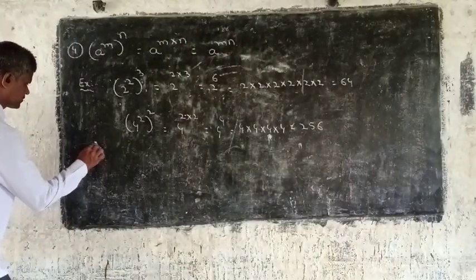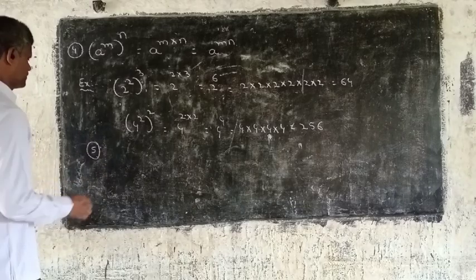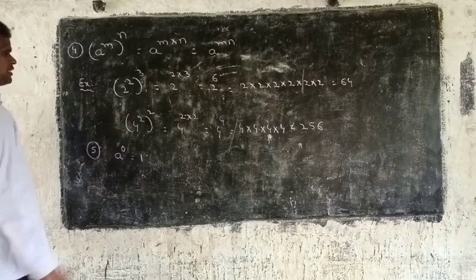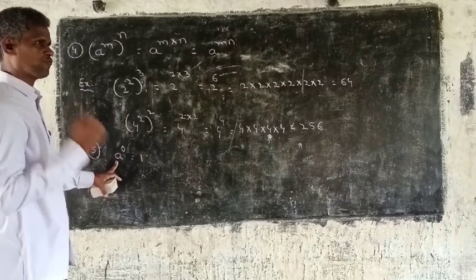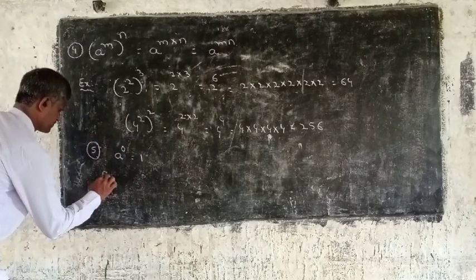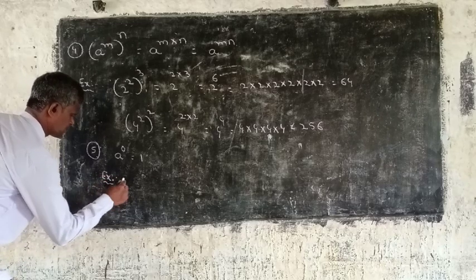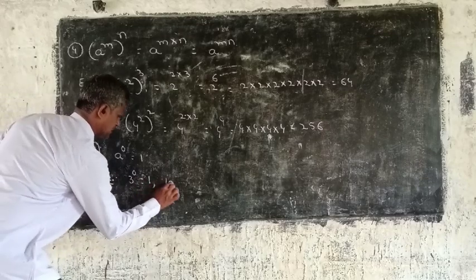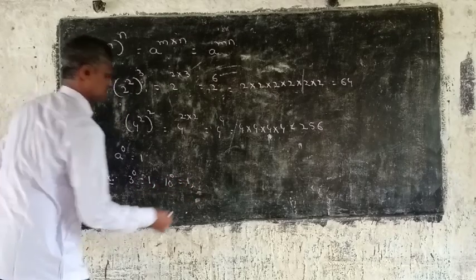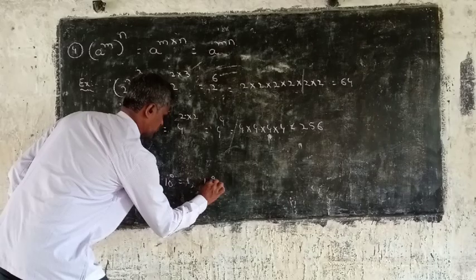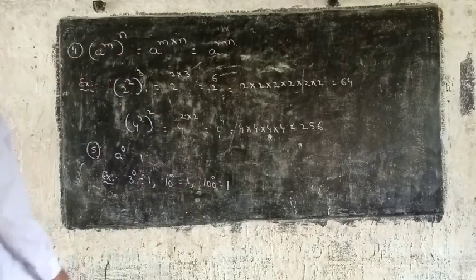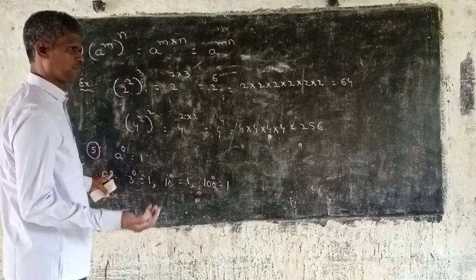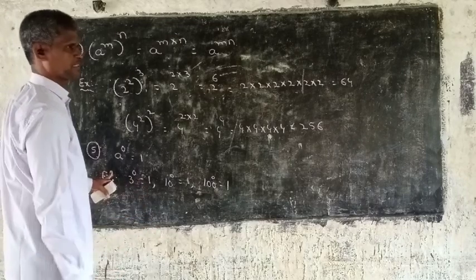Next, fifth one, a power 0 equals 1. Any power 0 equals 1. 3 power 0 equals 1, 10 power 0 equals 1, 100 power 0 equals 1. Any power 0 equals 1: x power 0 is 1, p power 0 is 1, y power 0 is 1.